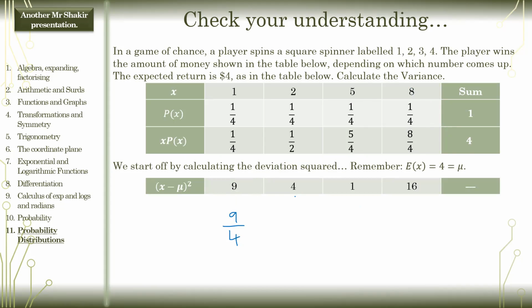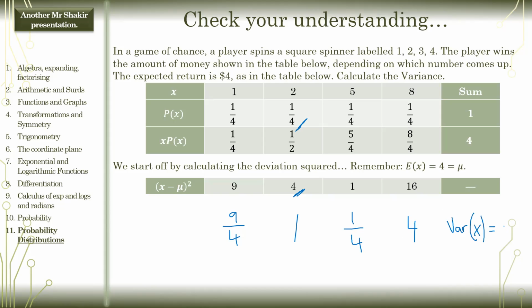4 multiplied by a quarter gives us 1. Then 1 times 1/4 is 1/4. Then 16 times 1/4 is 4. Okay, that's it. And then what do we do after that? The next thing. Wait, what was after that?